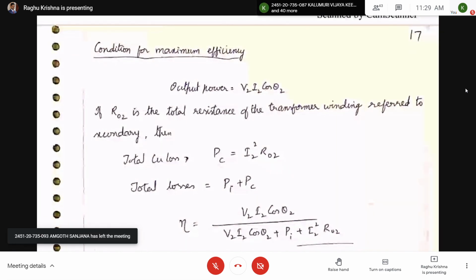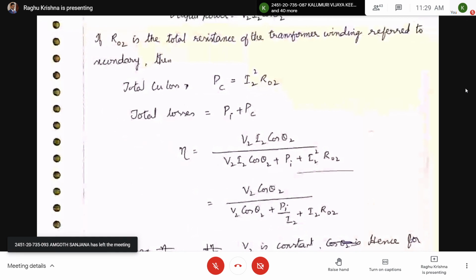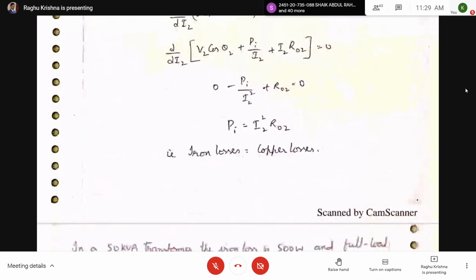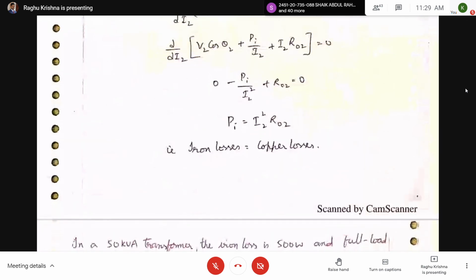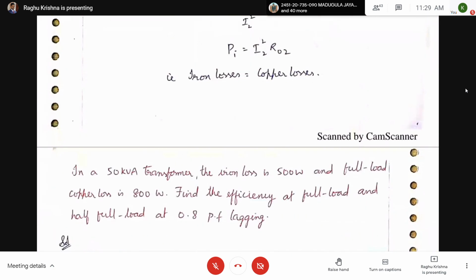The condition for maximum efficiency is also not required for you. When iron losses equal copper losses, we get the maximum efficiency.